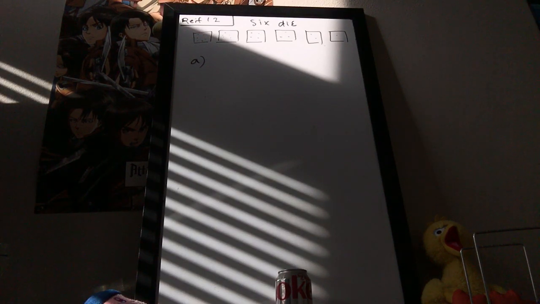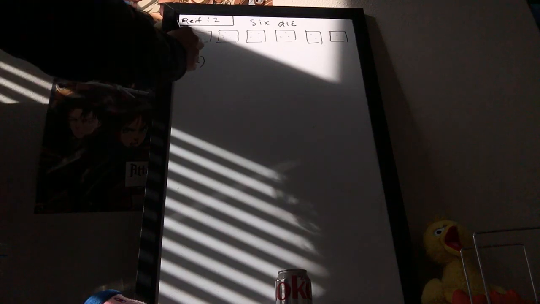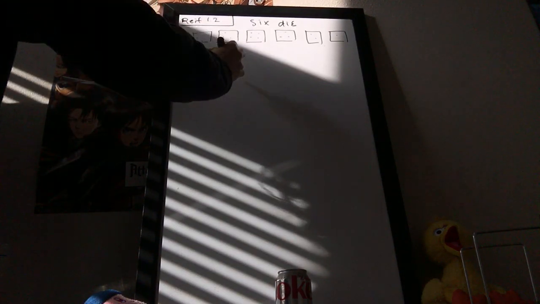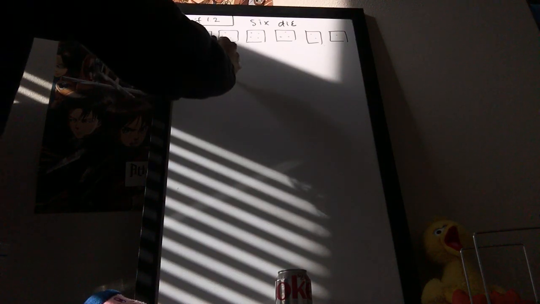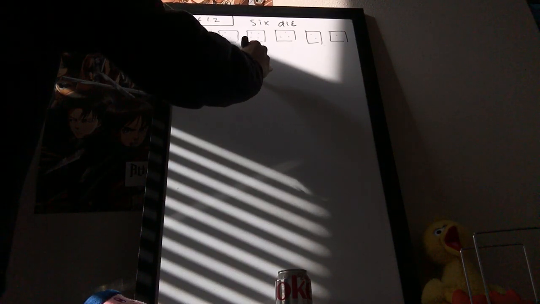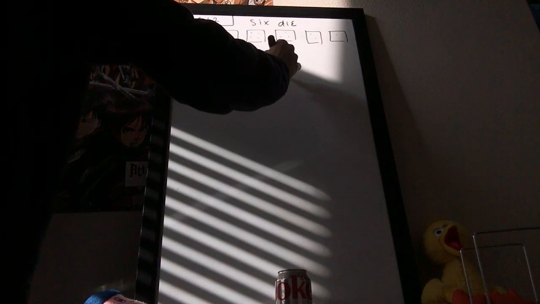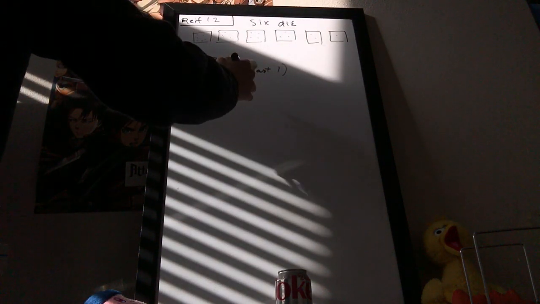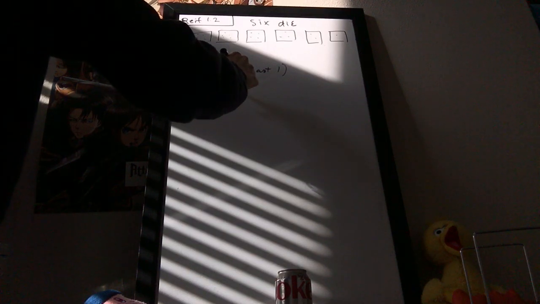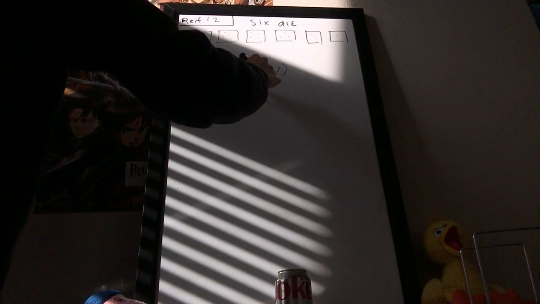In this game, we want to know 3 things. A, what is the probability of rolling a 1? B, what is the probability of rolling at least a 1, more specifically? C, what is the probability of rolling 2 ones? Exactly.